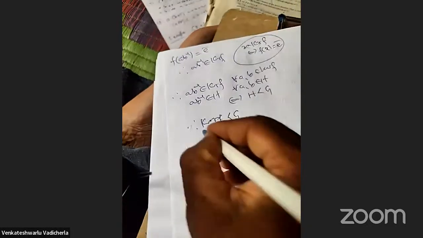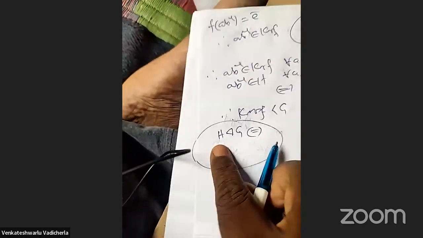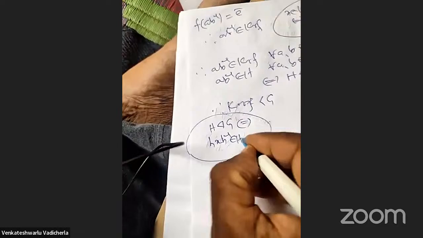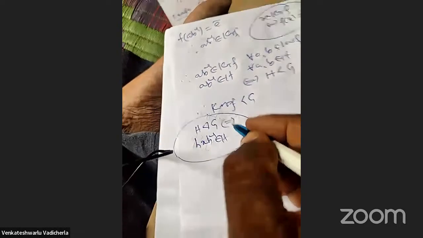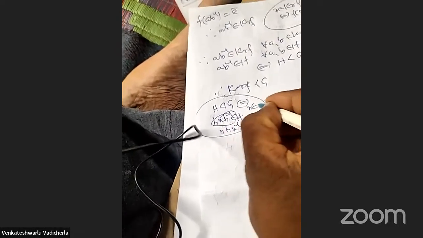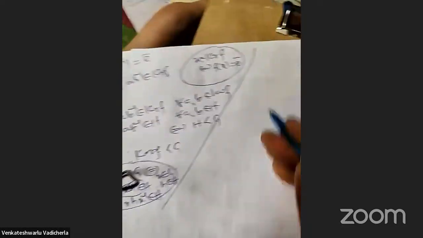Next, we have the normal subgroup definition. What is the normal subgroup definition? H is a normal subgroup of G. Symbolically, x h x inverse belongs to capital H, where x is an element of G and small h is an element of capital H. This is the normal subgroup definition.